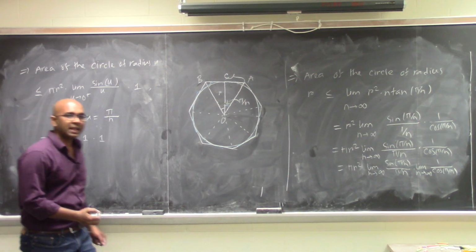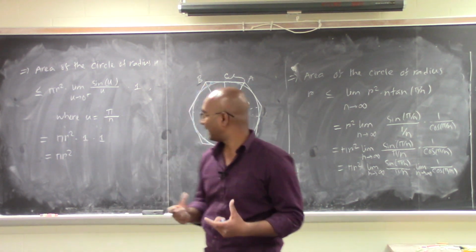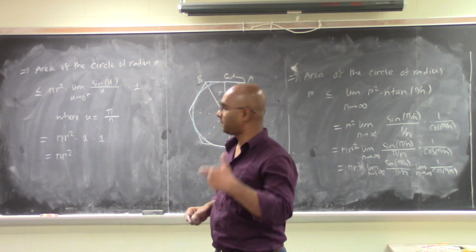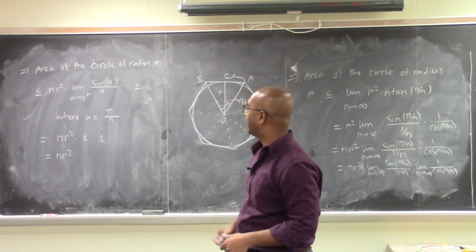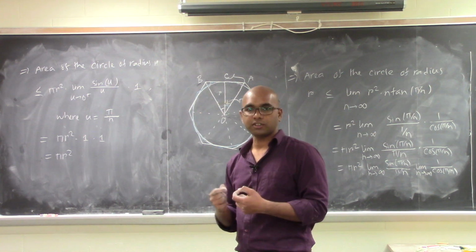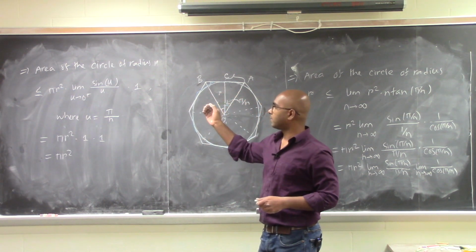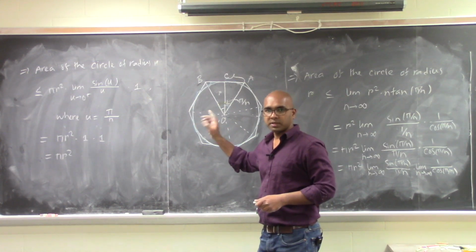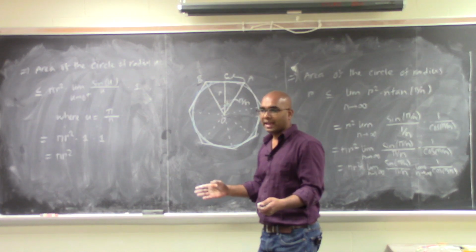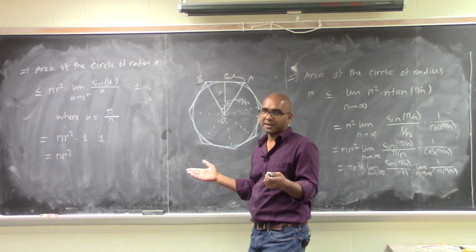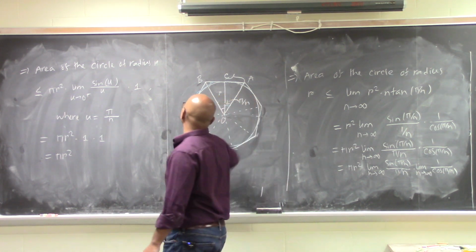Okay, so we're done. Now, in the previous case, when we took inscribed polygons, we saw that the area of a circle of radius r is bigger or equal to pi r squared. And then when we took circumscribed polygons, we saw the area of a circle of radius r is less or equal to pi r squared, right? So if we combine those two, what do we get? That the area of my circle of radius r is between pi r squared and pi r squared. That means it's definitely equal to pi r squared, right?